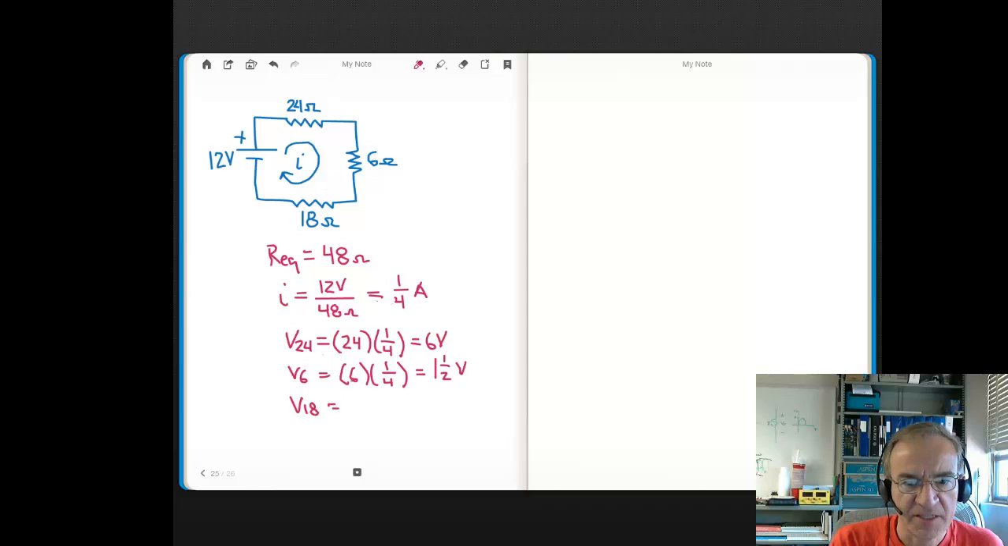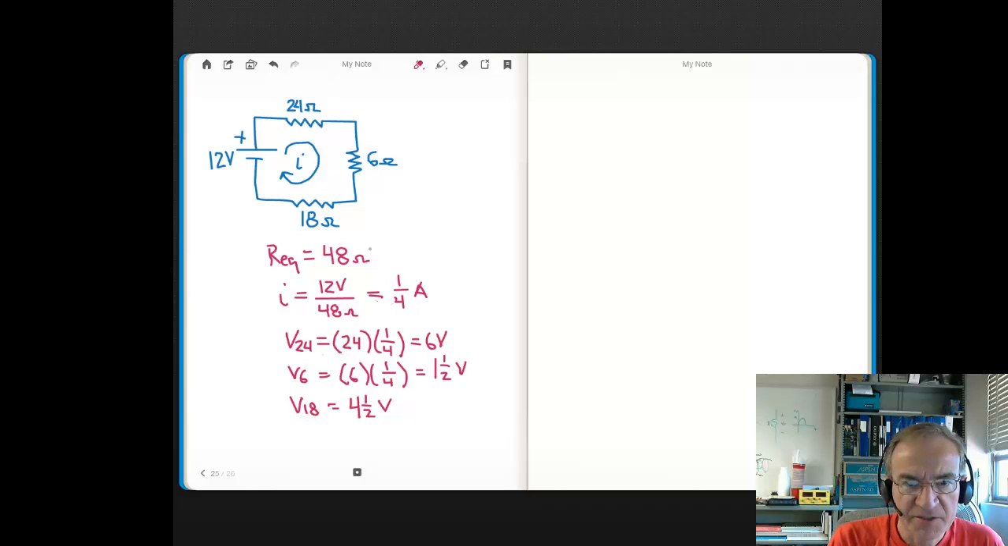Okay, I'm just going to write the answer, but it'd be 18 times a quarter, so 4.5 volts. Also, we know it's got to be 4.5 volts because the voltage drops across the resistors have to sum up to the source voltage, right? And 4.5 plus 1.5 plus 6 is the 12 volts of the source.